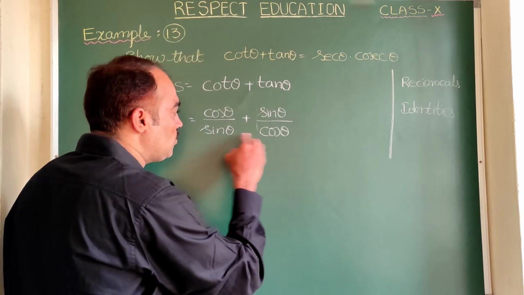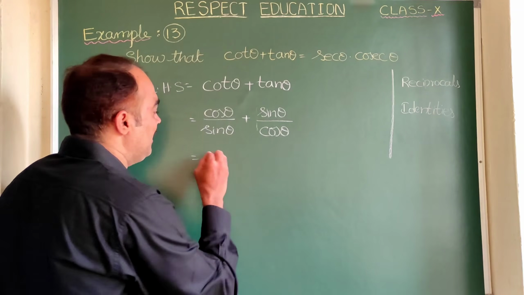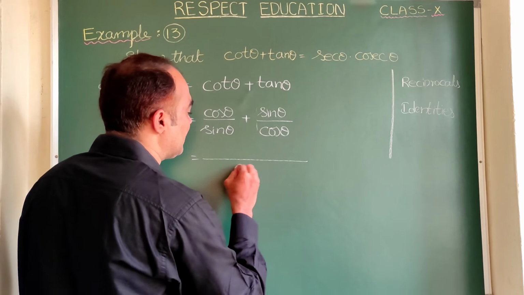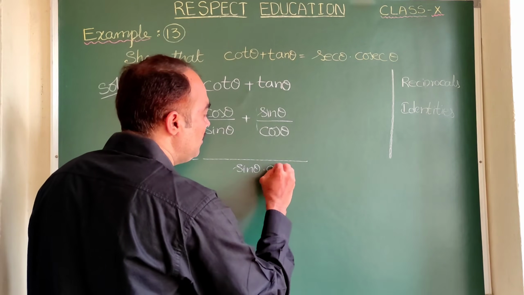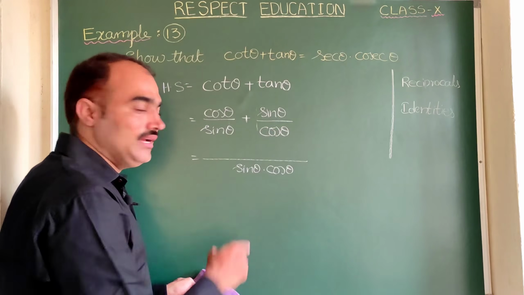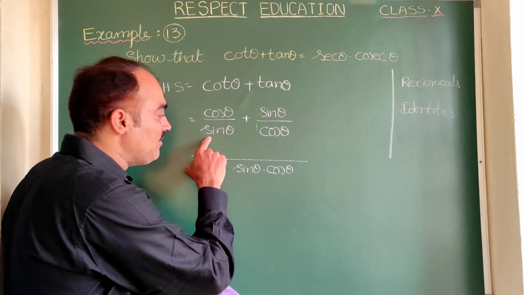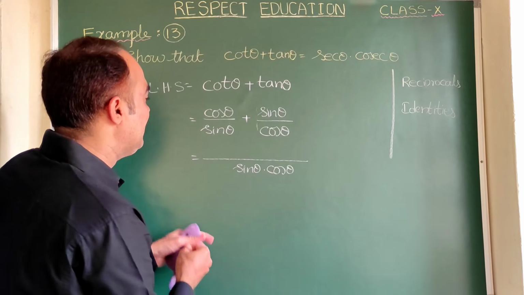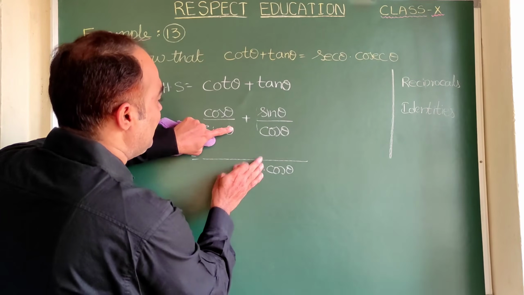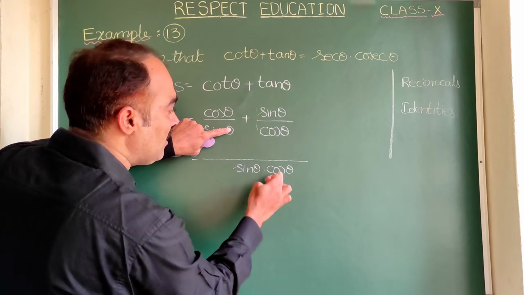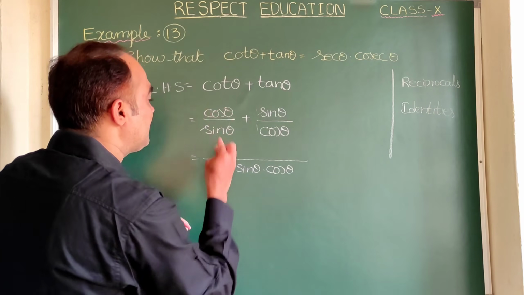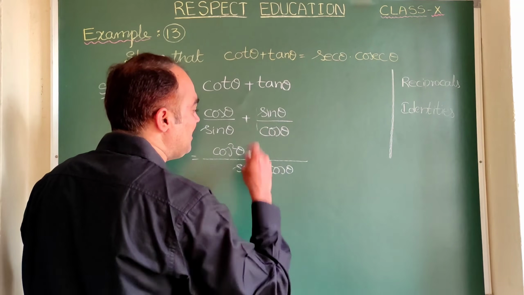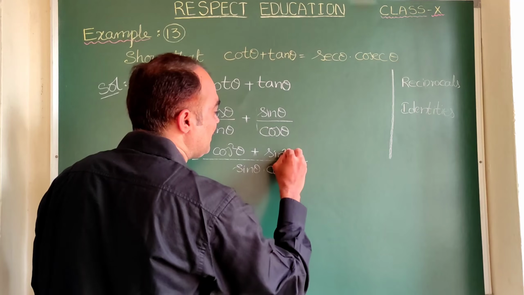As there are two fractions, we can take the LCM. What will be the LCM? Sin theta into cos theta. Here the denominator sin theta will cancel, so you can close this sin theta and sin theta. What is left? Cos theta. Cos theta and cos theta gives cos square theta, plus sin theta and sin theta gives sin square theta.